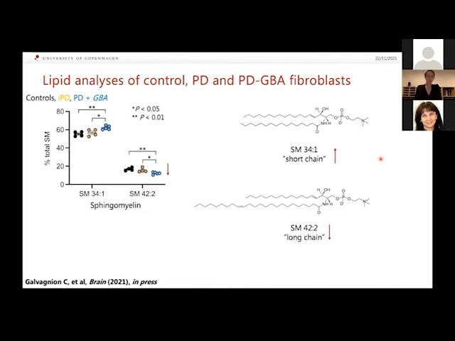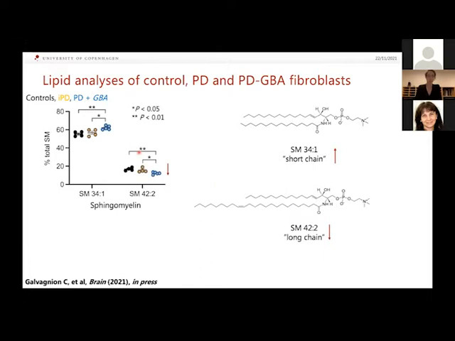So we looked at the main species of each of the sphingolipids that we detected. Here I'm showing you an example with sphingomyelin. The main species that we could detect in our sample were sphingomyelin with 34 carbons in the hydrocarbon chain and one unsaturation. So this is this one. And the other main species that we could detect was sphingomyelin 42:2, which means 42 carbons in total and two unsaturations in the hydrocarbon chain.